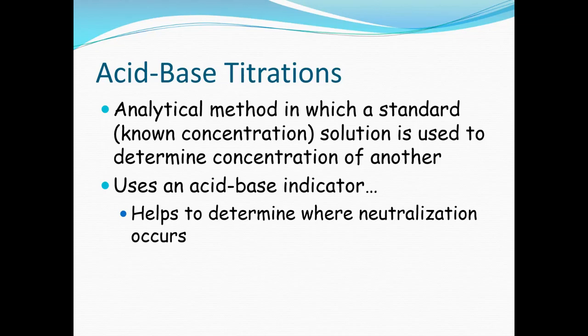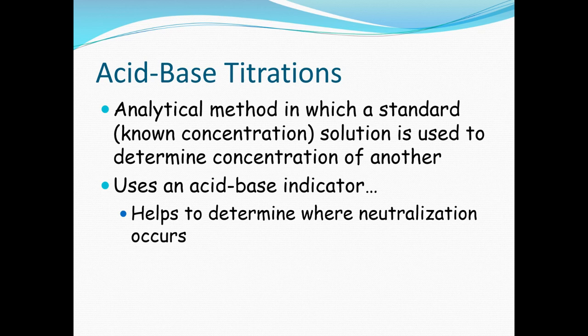Acid-base titration is an analytical method in which a chemist uses a standard solution, which is a solution that we do know the concentration of, to help us determine the concentration of a solution that we don't know the concentration of. Now, in order to do this, since it's an acid-base titration, we have to find the point of neutralization, or whenever the exact amount of acid is equal to the exact amount of base.